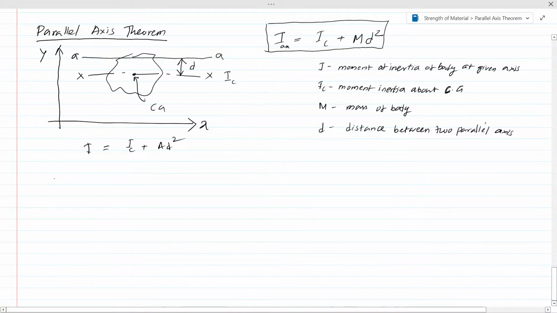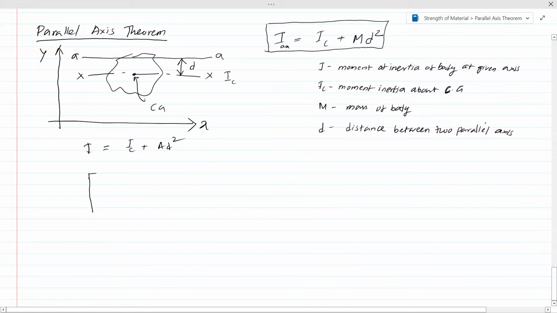In addition, as we discussed, we use it to find the second moment of area or the moment of inertia about a different axis. This theory can also be used to find the moment of inertia at the centroid. If you know the moment of inertia at a different axis, then in those cases we can use this theory to find the moment of inertia at the centroid. Now let's work with the example.